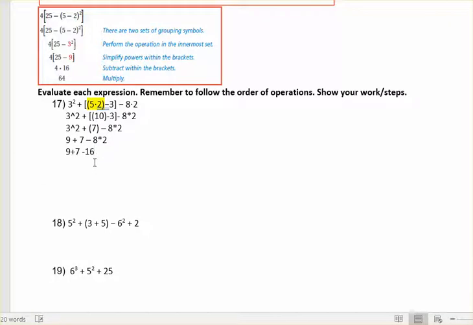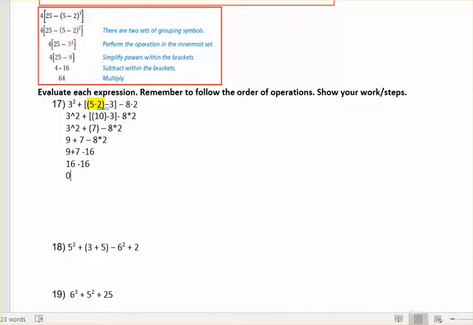All right, almost done. I am going to next add and subtract in order from left to right. 9 plus 7 is 16. Wow, am I going to get 0 here? And 16 minus 16 is 0. So there's all the steps to simplifying this expression, evaluating this expression, using the order of operations.